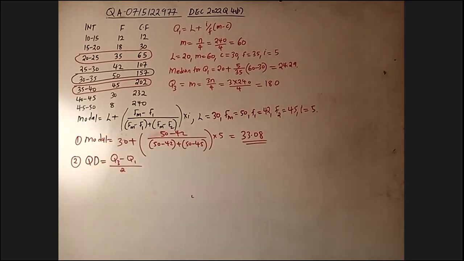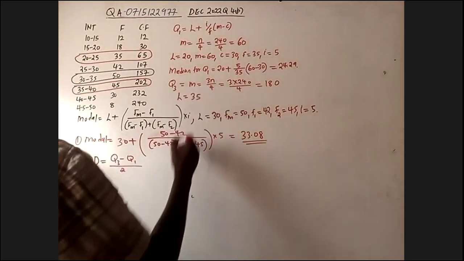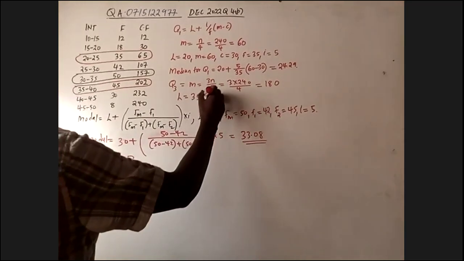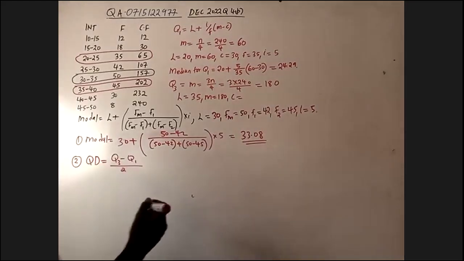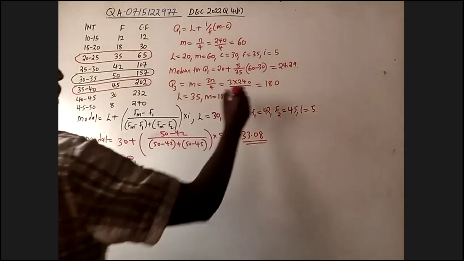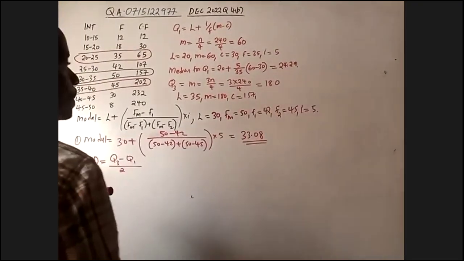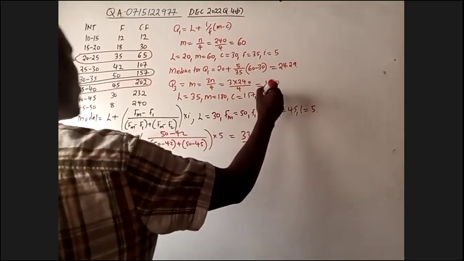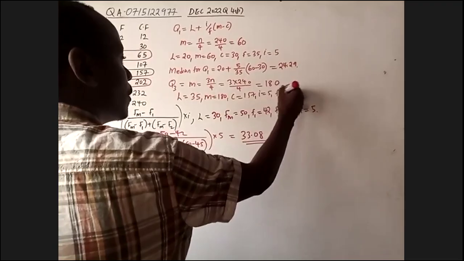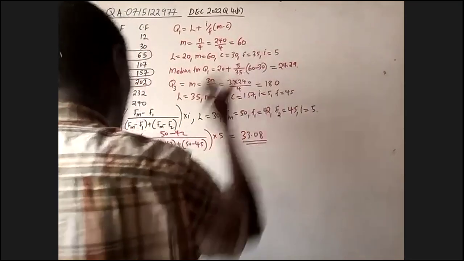So our L, the lower class boundary, is 35. Our M is 180. Our C is 157. Our I is 5. Our F is 42.